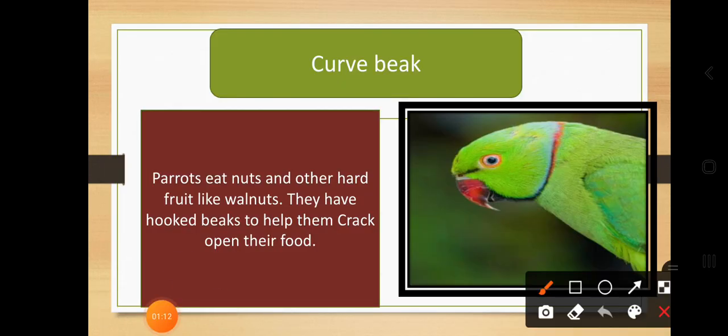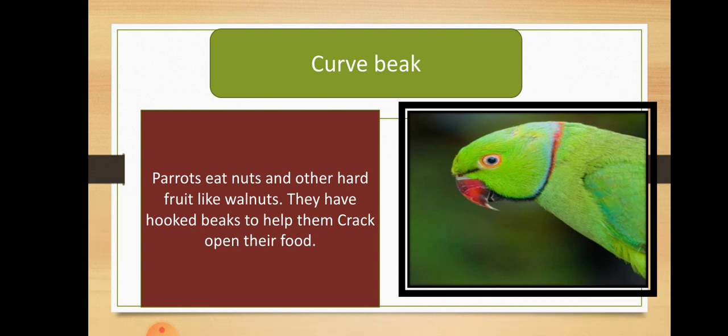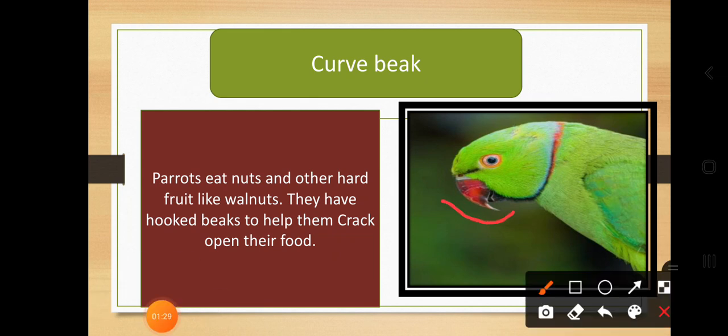So dear students, what can you see here? Here is a beautiful green colored parrot, is it? But have you observed this type of beak? Which type of beak is it? It is a curve, okay. It is a curve-like nature, is it? So this is the curved beak, where the parrot eats nuts and other hard fruit like walnuts, okay. Just because they have a curved beak, they can eat nuts and other hard foods like walnuts.